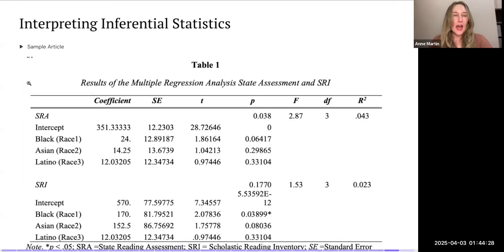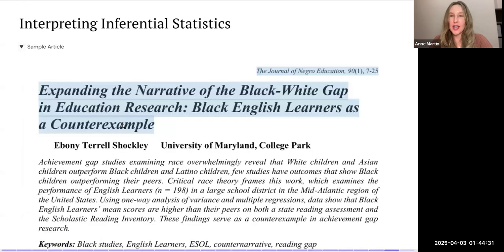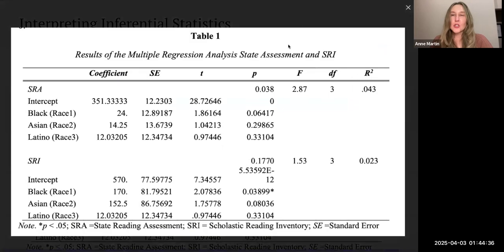Okay, so let's take a look at one last data table. This is again from the article used for the sample article in the article critique. So in this article, they used both multiple regressions and also ANOVA, in addition to the correlation that we already looked at. So this table includes a few of those different tests. So here we have the state reading assessment and the scholastic reading inventory, those two reading assessments that they already found the correlation between. So here you can see the F statistic, which goes with the ANOVA. You can see the p-value associated with that F score.